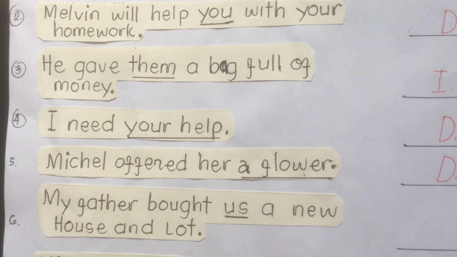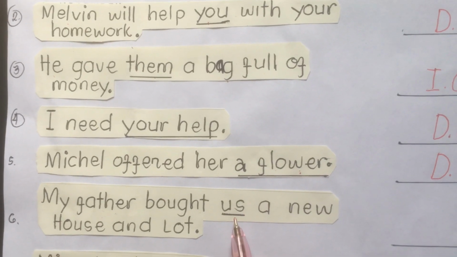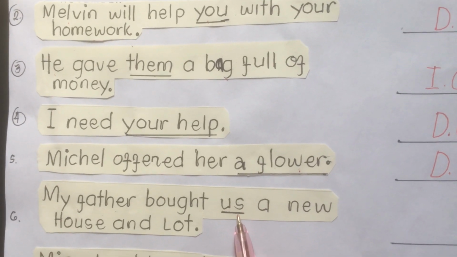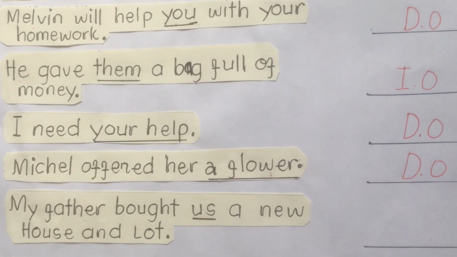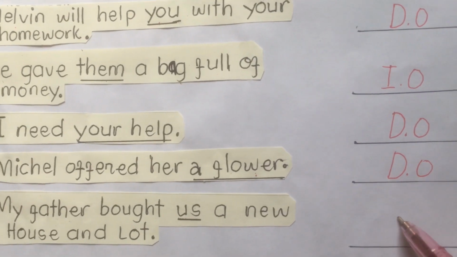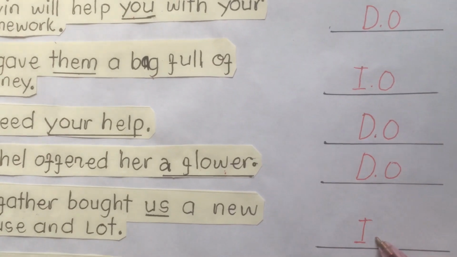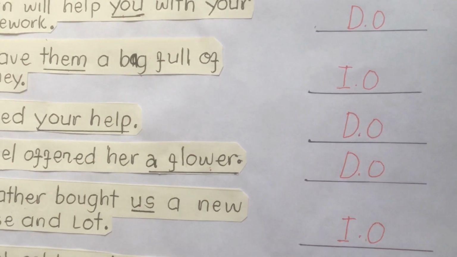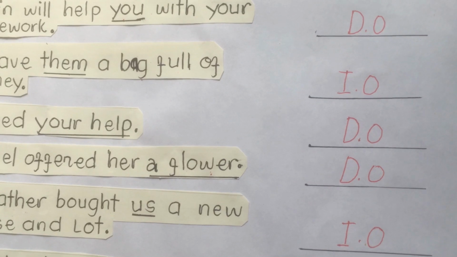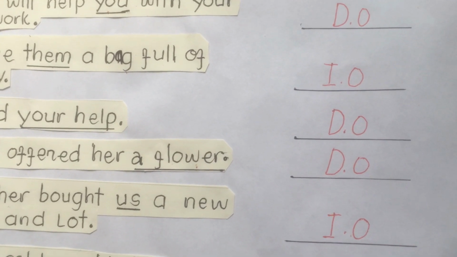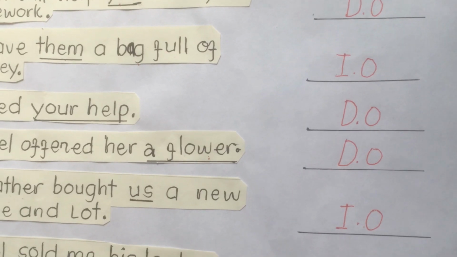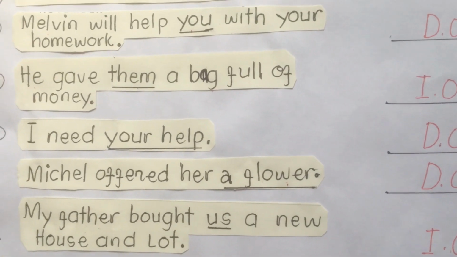6. My father bought us a new house and lot. That's amazing. The underlined word is us. Is that indirect or direct object? Number 6. Okay, remember, guys, when we choose indirect object, it identifies the person or thing to whom or for whom the action of the verb is performed. It's usually a person or thing.